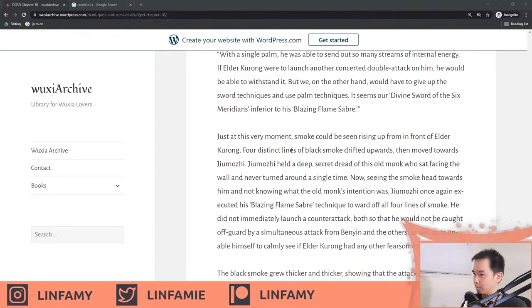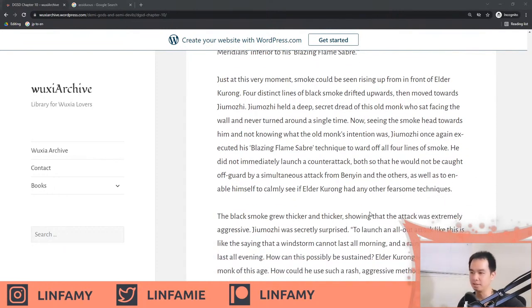But just at this very moment, smoke could be seen rising up from in front of Elder Kurong. 4 distinct lines of black smoke drifted upwards and moved towards Jumozu. Jumozu held a deep, secret dread of this old monk who sat facing the wall and never turned around a single time. Now seeing the smoke head towards him and not knowing what the old monk's intention was, Jumozu once again executed his blazing flame saber technique to ward off all 4 lines of smoke.